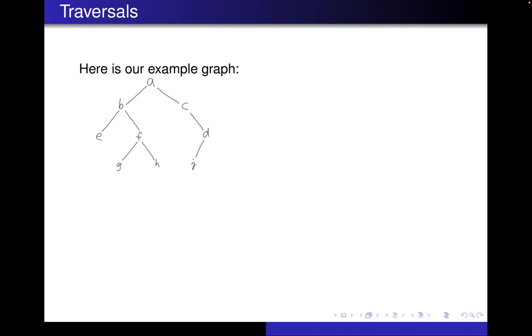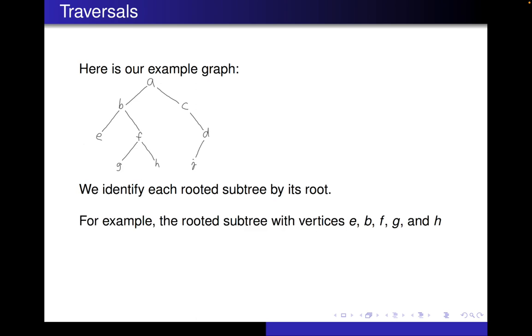And we're going to apply these to this particular example. This is a binary tree. One of the things that is going to be helpful is whenever we're looking at a rooted subtree of this graph, what we'll do is identify it by its root. So for instance, if we want to look at the rooted subtree with vertices E, B, F, G, and H, and that's this one right here, what we're going to say is that is the subtree B. So we're going to identify that entire subtree by the vertex B, which is its root. And we can do that with all the subtrees in that graph.